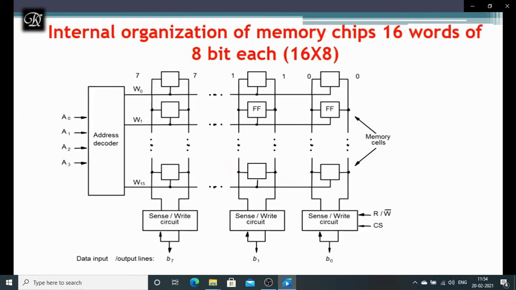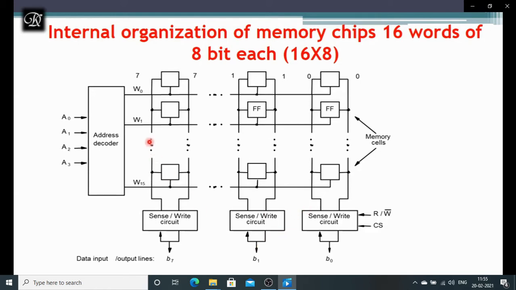Now let's design a simple memory of 16 cross 8, where 16 words are there. To generate the addresses of 16 words, how many address lines are required? I need 2 to the power of 4, which is equal to 16. It means 4 address lines are sufficient to address 16 words. And each word in this discussion is an 8-bit word, as I showed in the previous slide.